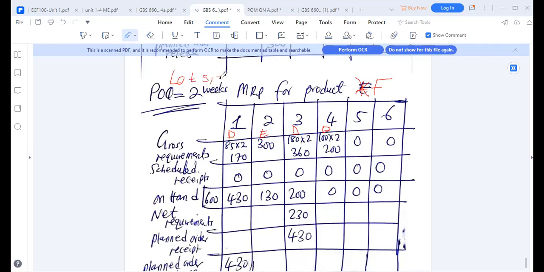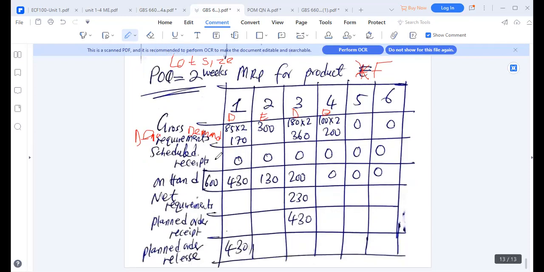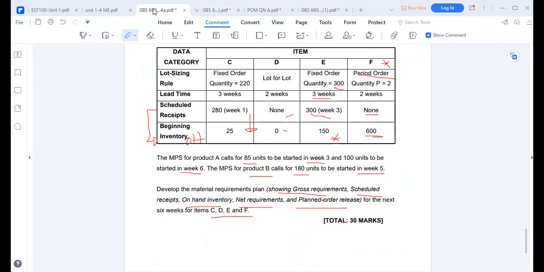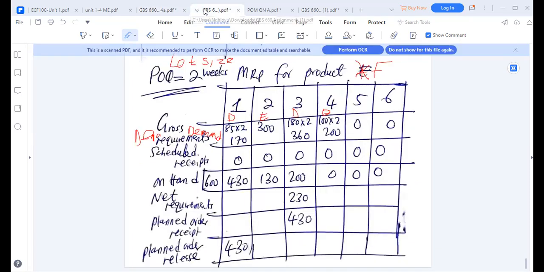So now what goes on here, we say gross requirements, which is the same as demand. So this is demand. Okay, so now we have the other one, which is the scheduled receipts, the units that we receive from our suppliers. So scheduled receipts from the information is 0, according to what we've been given here. Scheduled receipts is none, which is 0. On hand is 600, so it's 600 here.